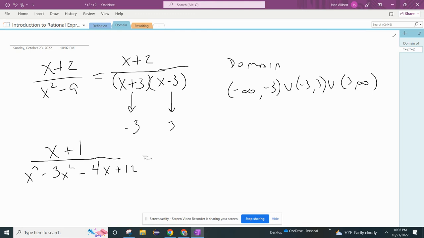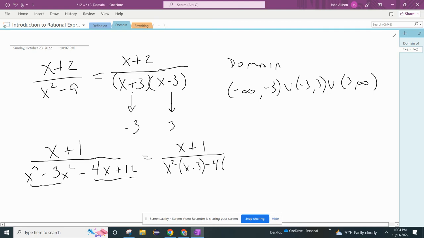I need to factor the denominator. Remember, we factored these in the last unit when we did polynomials. This is the same as x plus 1 over, and I can factor this by grouping. And I pull out the x squared in the first group.